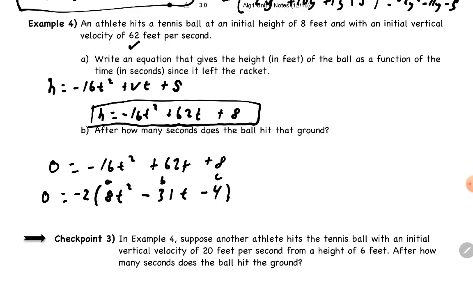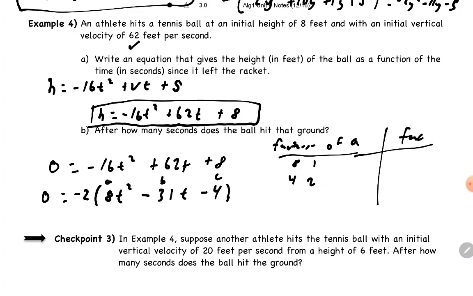So this is pretty tough, because if we look at factors of a, we'll get 8 and 1, 4 and 4, or 4 and 2, I mean. And that's a lot of combinations. And then factors of c, negative 4 and 1, positive 4 and negative 1, 2 and negative 2. So that's a lot of combinations there.